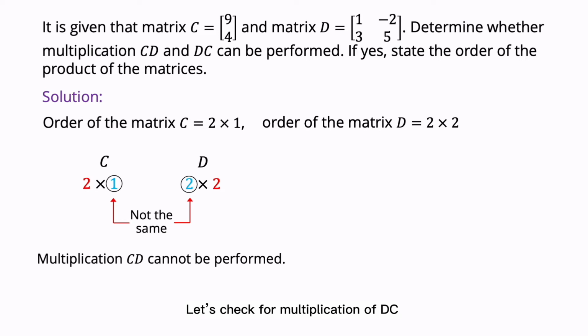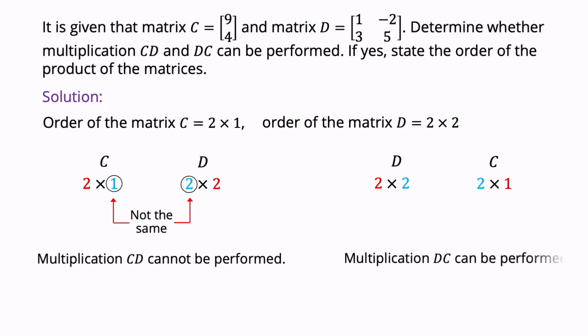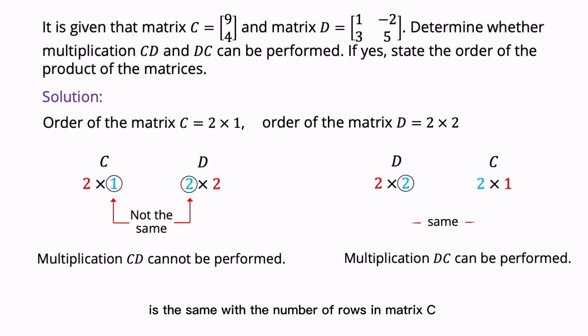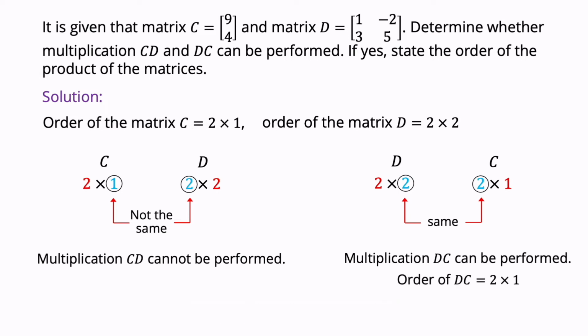Let's check for the multiplication of DC. Matrix D with order 2 by 2 and matrix C with order 2 by 1. Multiplication of DC can be performed because the number of columns in matrix D is the same as the number of rows in matrix C. The product of DC gives an order of 2 by 1 matrix.